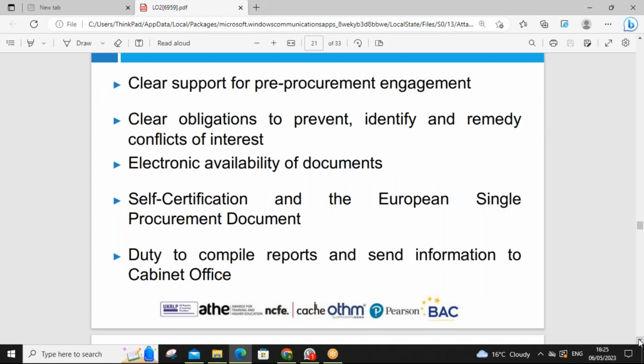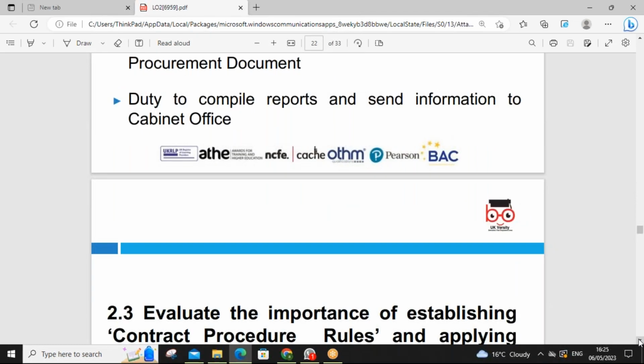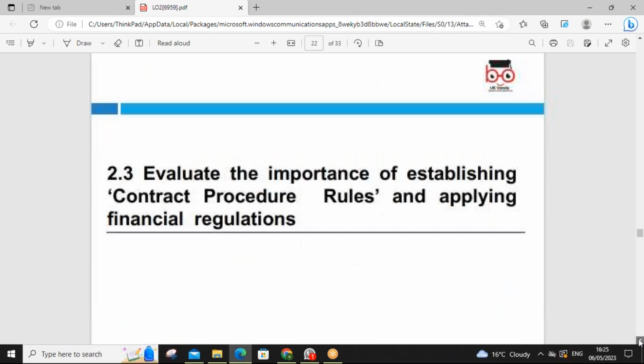So conflict of interest is like your family or friends. If you've been awarded a contract and they set up the company, that's illegal to do so as well. You have to clearly declare there is no conflict of interest. So electronic availability of documents, self-certification, the European Single Procurement Document, and the duty to comply with the reports and information to the Cabinet Office, which is a government department.